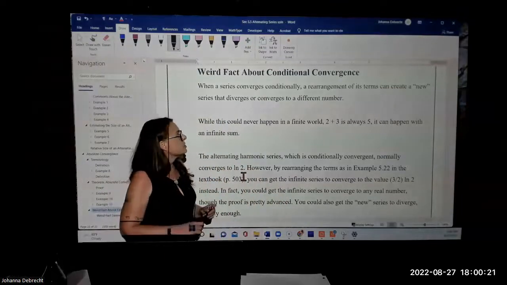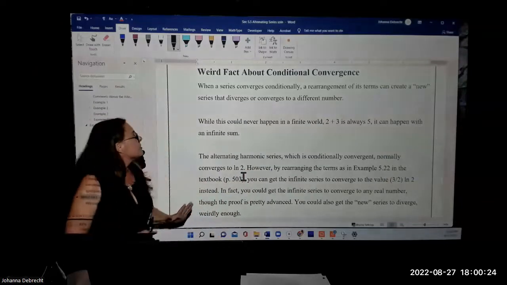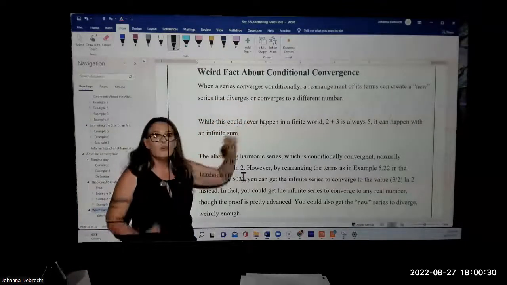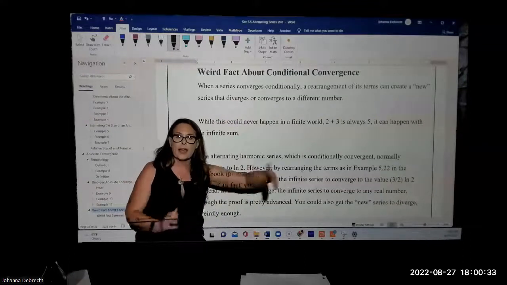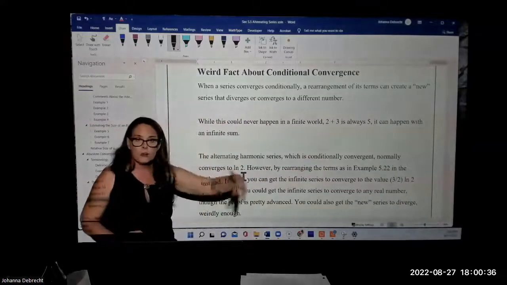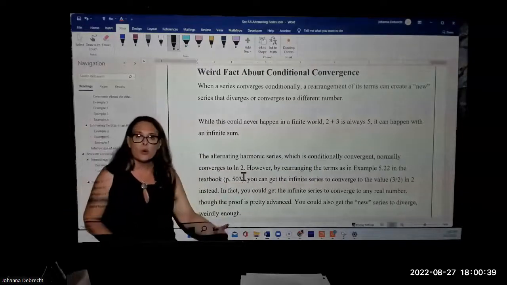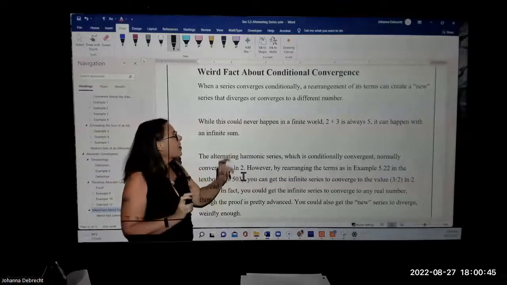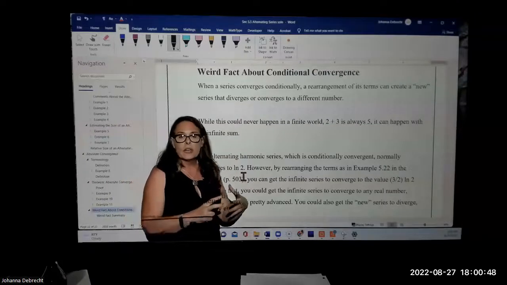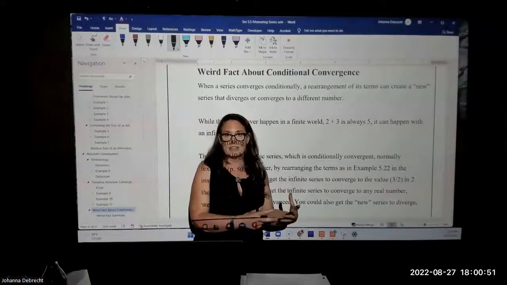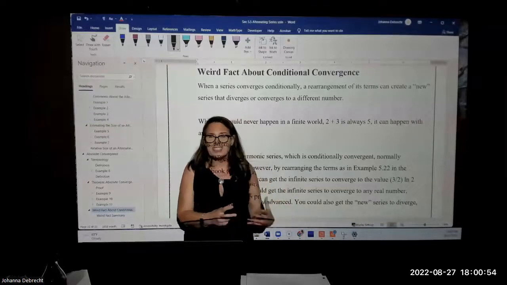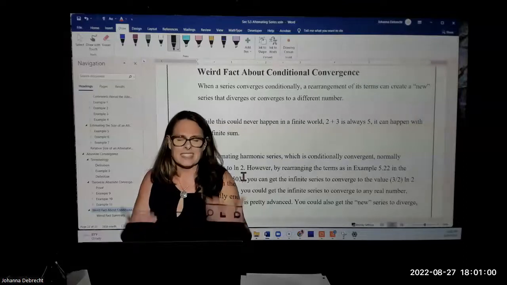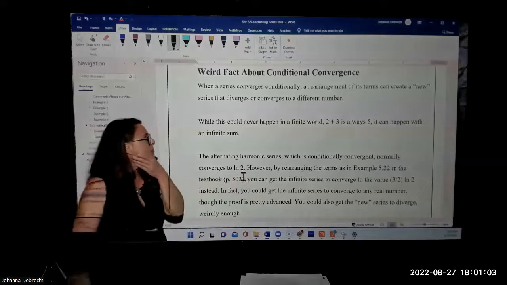that are conditionally convergent. And there is a weird fact about these, that if you take any series that converges conditionally, you can rearrange the terms. So if you write out the terms in the sequence and you add them together in a different order, you can actually create a new series that converges to a different finite number. And you can actually get it to rewrite as a series that diverges. I'm sorry, I know this is so confusing.